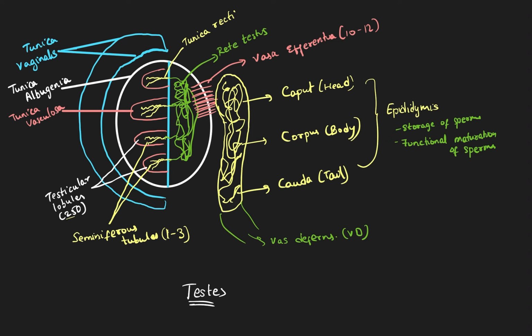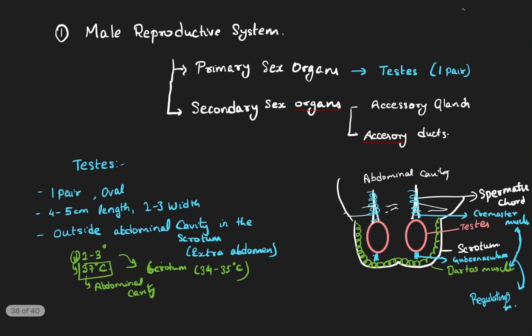This structure is responsible for the production of sperm, right? This is a functional unit. This is responsible for production of sperm. So let's talk about this structure. Only this structure I'm going to zoom and show you.